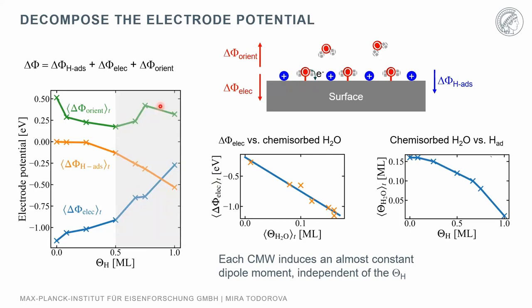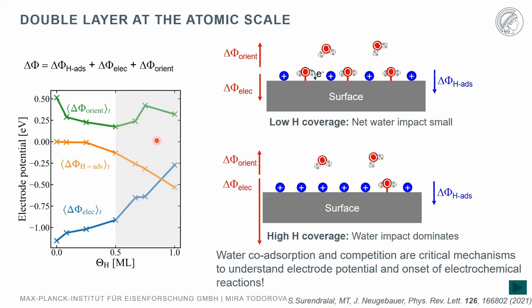And so within this kind of higher coverage regime, we have a mixture of the contribution from the hydrogen and the water contributions. And there is kind of a competition. So at low coverage, hydrogen absorption dominates the work function or the electrode potential dependence of the surface. At high coverage, the water impact dominates.